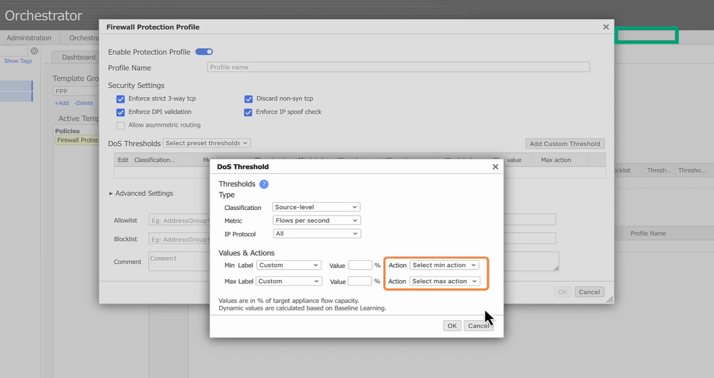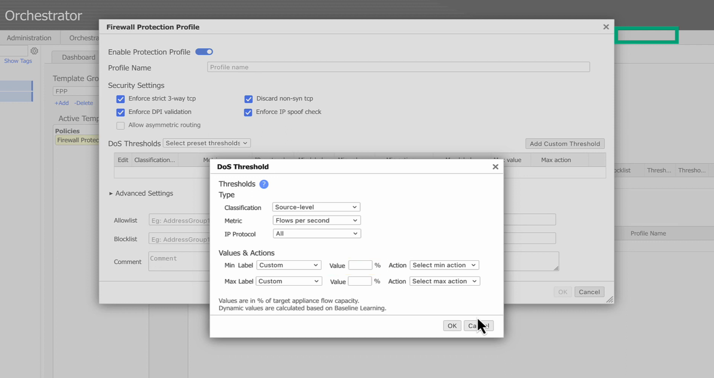The action that will be taken is applied to the min value threshold and the max value threshold. The min value is the point at which you want to start taking action. This is something above the normal baseline, so you would want to take care setting this value to avoid false positives. Baseline learning can do this for you automatically.